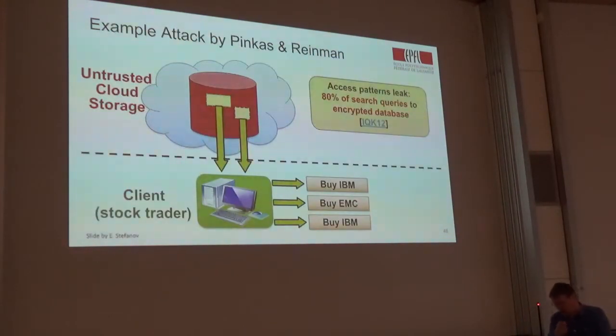For example, if you have some kind of stock trader who interacts with this untrusted cloud storage, if you can look at these access patterns, they say here, even if you have an encrypted database, you can reveal 80% of the search queries. So if the client looks at what is happening with IBM stocks, the honest but curious, so this is an honest but curious setting, the cloud server gives the data it's supposed to give, but it snoops and looks at what kind of data it gives.